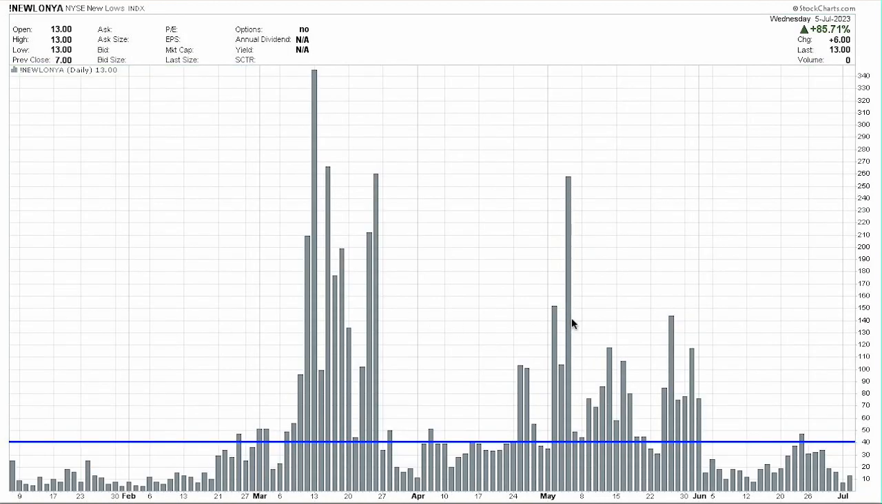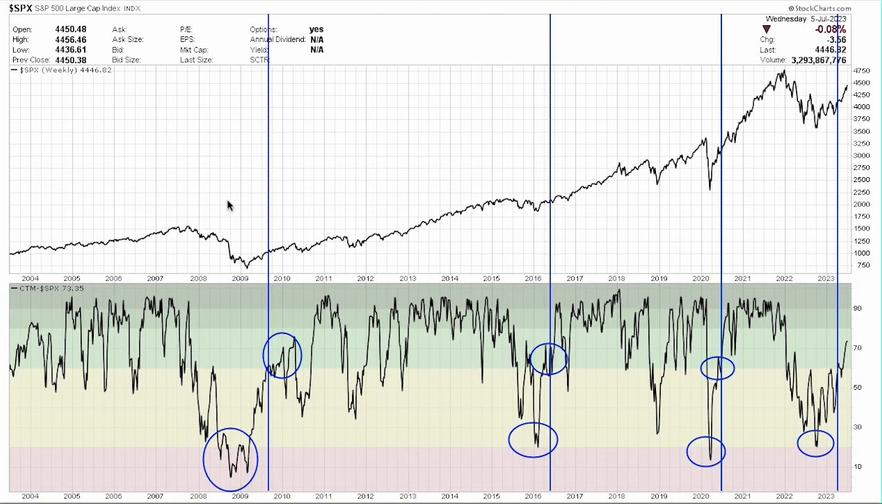New lows on the New York Stock Exchange are improving. We got a little bit of a blip above 40 new lows here, but very, very stable. This is another positive. Now, I did want to point out the trend indicator for the S&P. Remember here, we get down to the pink, we get into the green, the bottom is in. Pink, green, bottom is in. Here we are now. We've gone from pink to green. So we think the bottom is in.